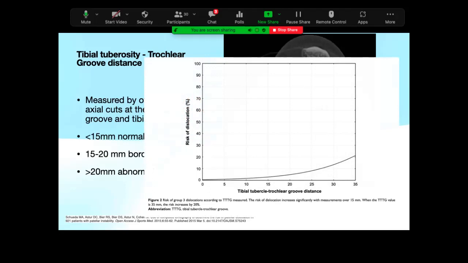In a study of the TTTG distance, it shows that when it is increased beyond 20 millimeters, the percentage of dislocation has linearly increased. It is actually not a linear graph, it is an exponential graph. It increases exponentially with every millimeter increase in the TTTG distance after 20 millimeters.